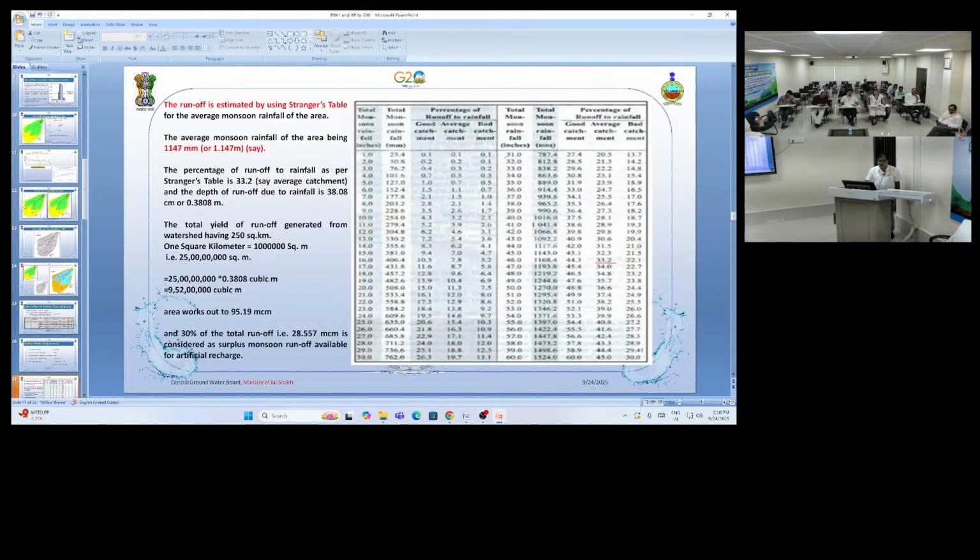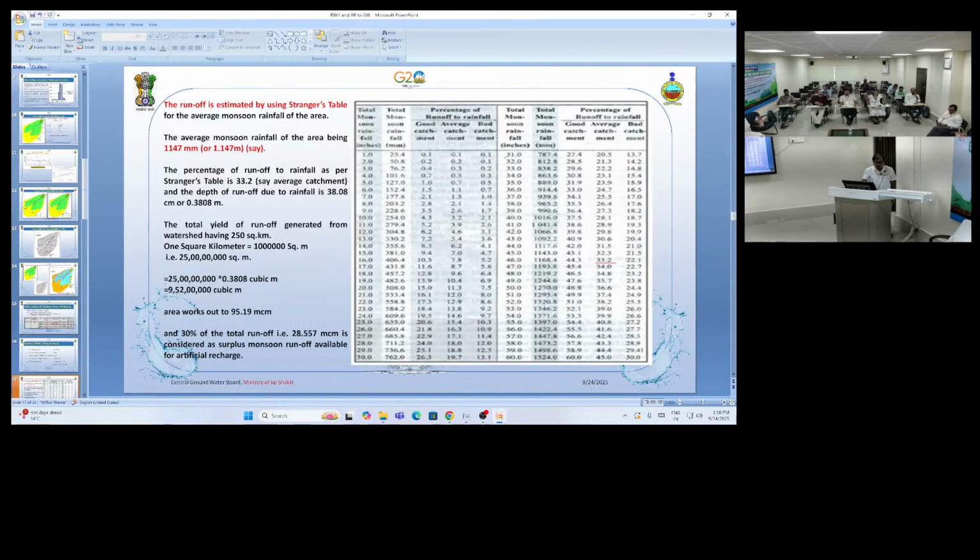So how will you calculate the total yield of runoff generated from the watershed? That is for one point, no? This much rainfall, that much percent, everything is for a single point. What was your area? 250 square kilometer. So on the 250 square kilometer area, if you convert and multiply, you will get approximately 95.19 million cubic meter of water available, and 30% of the total runoff, that is 28.557 MCM, is considered as surplus monsoon runoff available for artificial recharge.